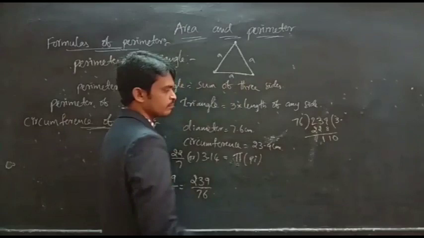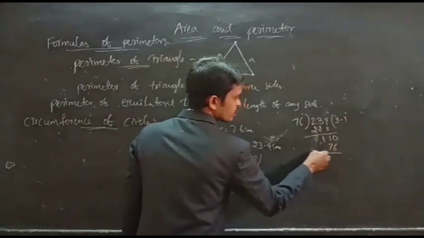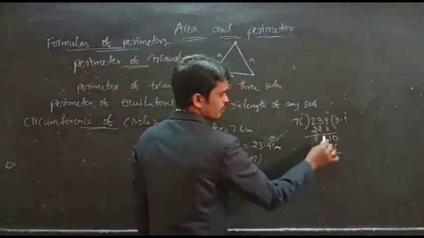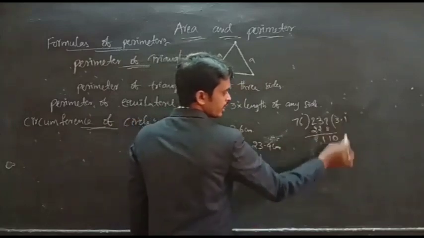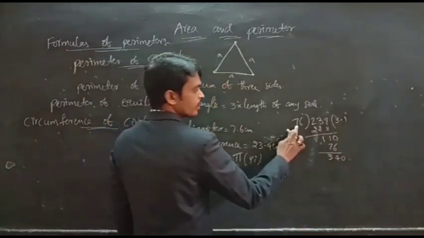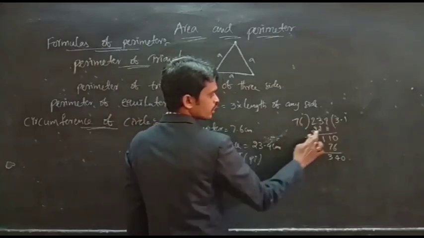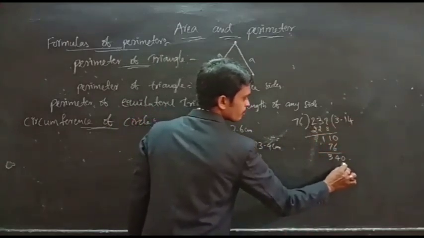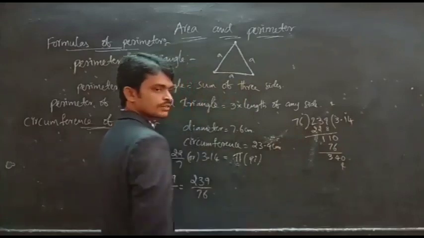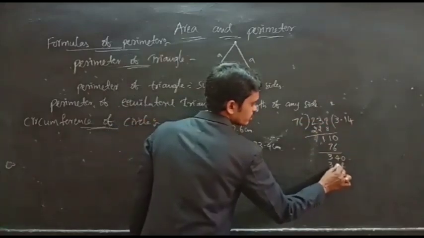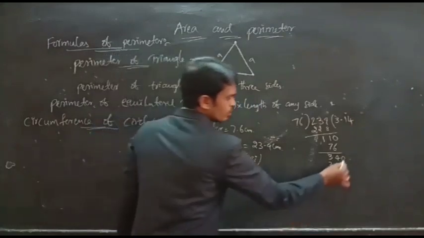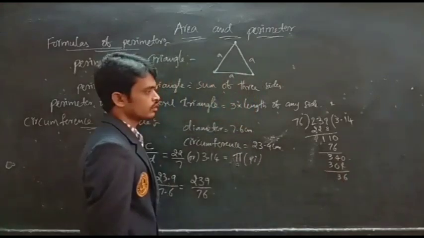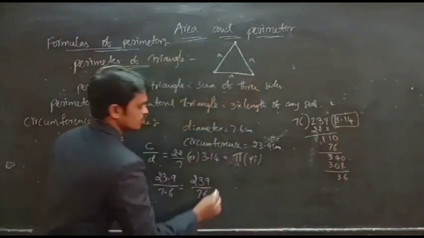Then 0. So how many times? Only one time it is possible, 76. Then subtract it, 4 and remaining is 3. So again point. Then 76. Already we took 3 times, 228. So let us take 4 times. So 4 6s are 24, 4 2 carry. 4 7s are 28 plus 2, 30. So 304. Yes. So now cancel. Subtract it, 6 3. So what value did you get? 3.14.